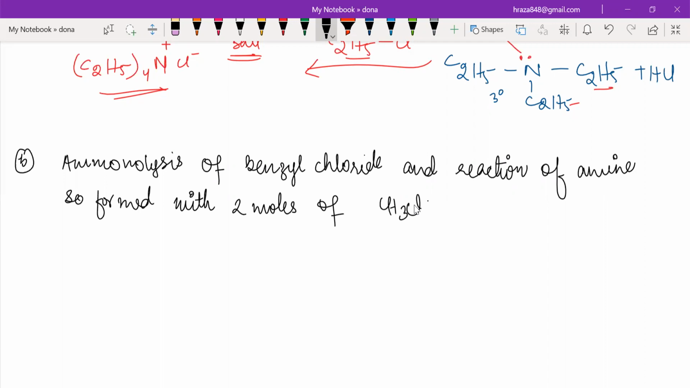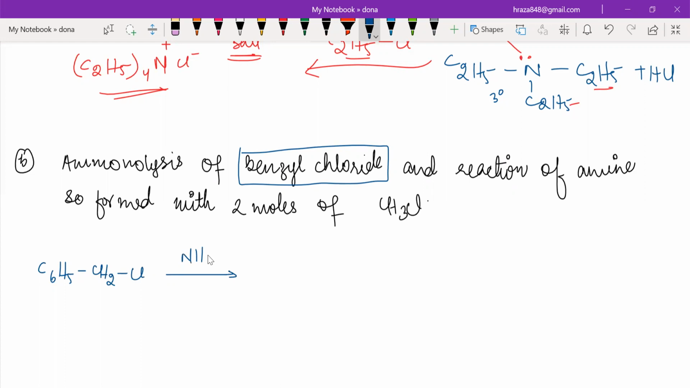Done, sir. Okay. What is the formula of benzyl chloride? C6H5CH2Cl. On treatment with NH3, this chlorine will be replaced by NH2 and the hydrogen will go with the chlorine. So this is what you get, C6H5CH2NH2.